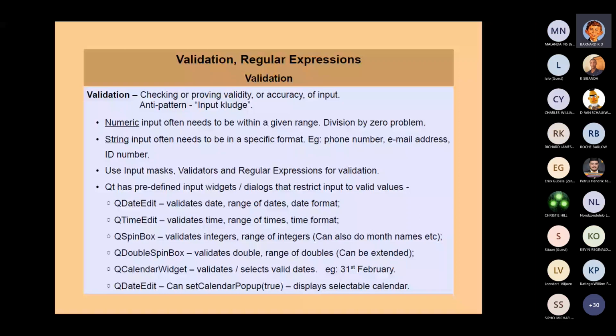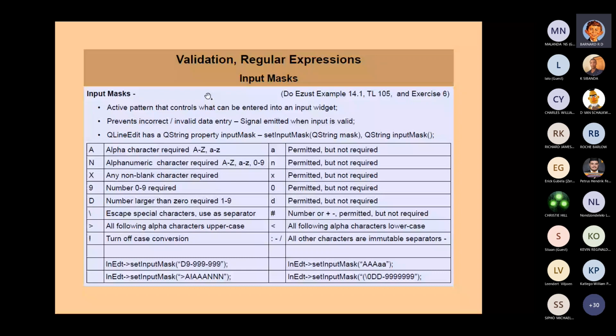Then looking at input masks. And just a general note here, have a look at this example in your prescribed book, example 14.1. It's quite a useful one for using input masks. And you must also look through tutorial letter 105. There are quite a few of the examples from the prescribed book mentioned there specifically, and there is some updated code available in additional resources. So please look at those examples. And then also, as I said before, you must do exercise 6 as well. That will all give you practice in using input masks and setting validators.